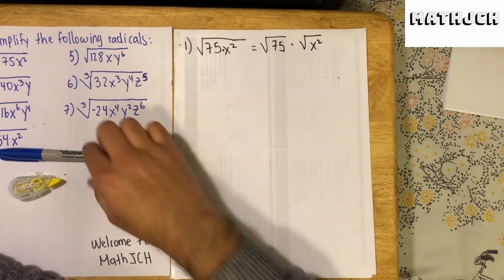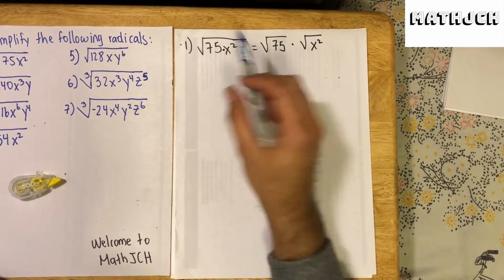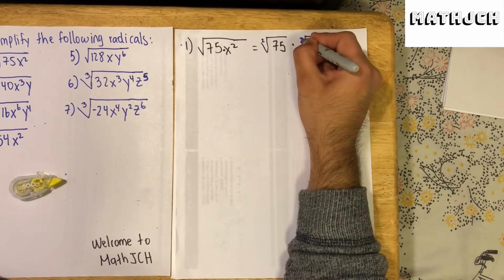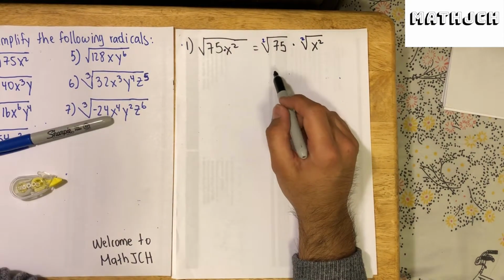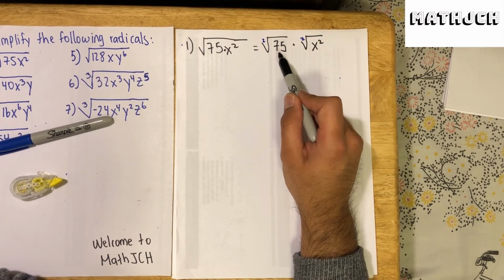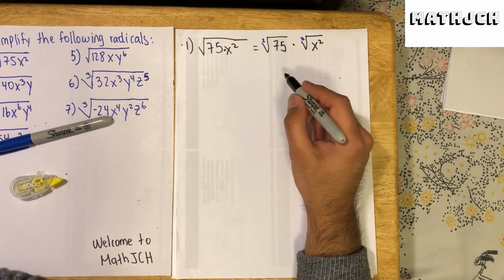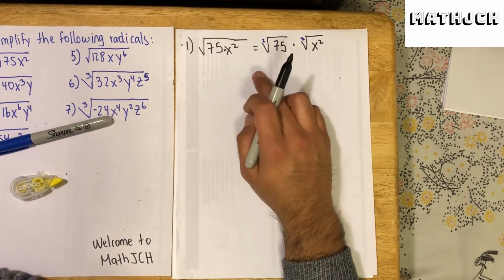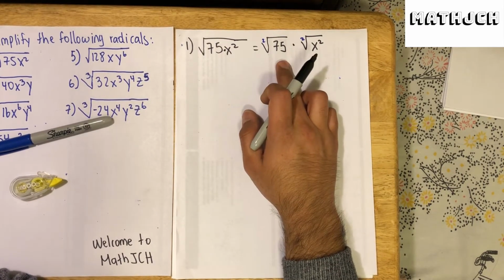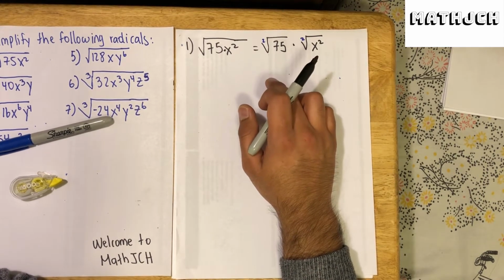And again, our index, since index is not given, automatically is going to be number 2. Now, what is the square root of 75? 75 turned out not to be a perfect square number. That means that there is no exact square root of 75. It's going to end up with a number and a square root as well.